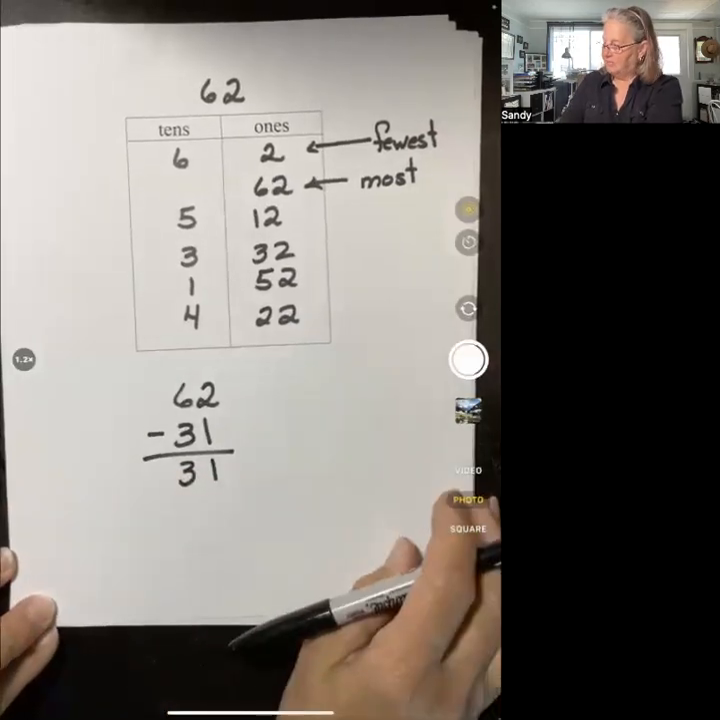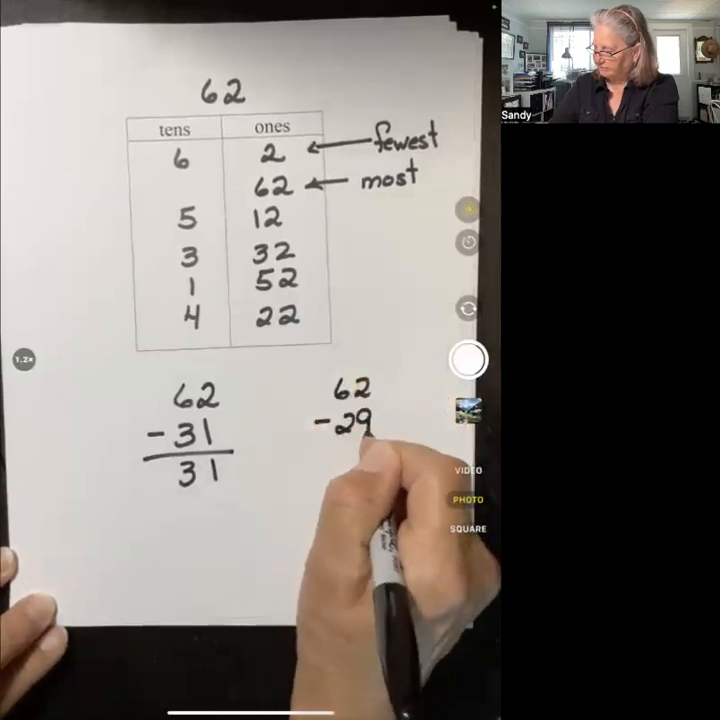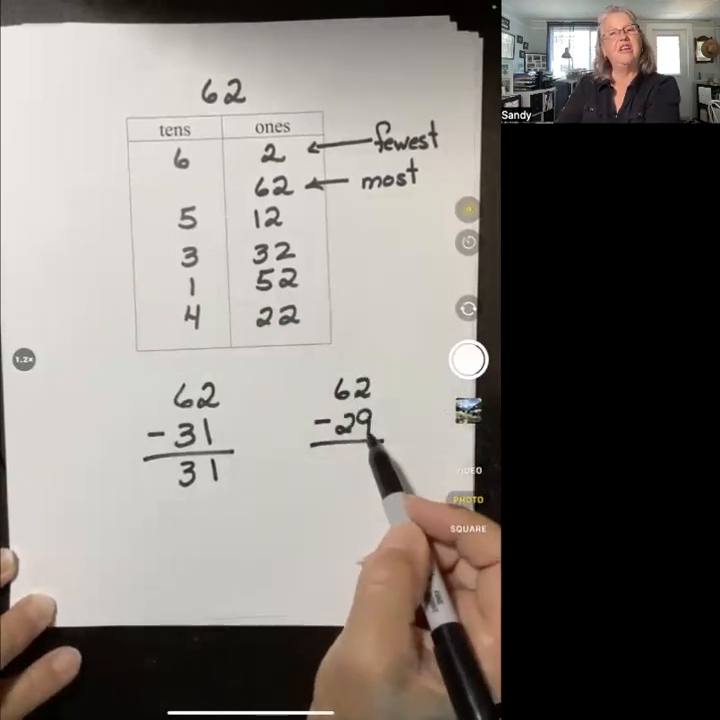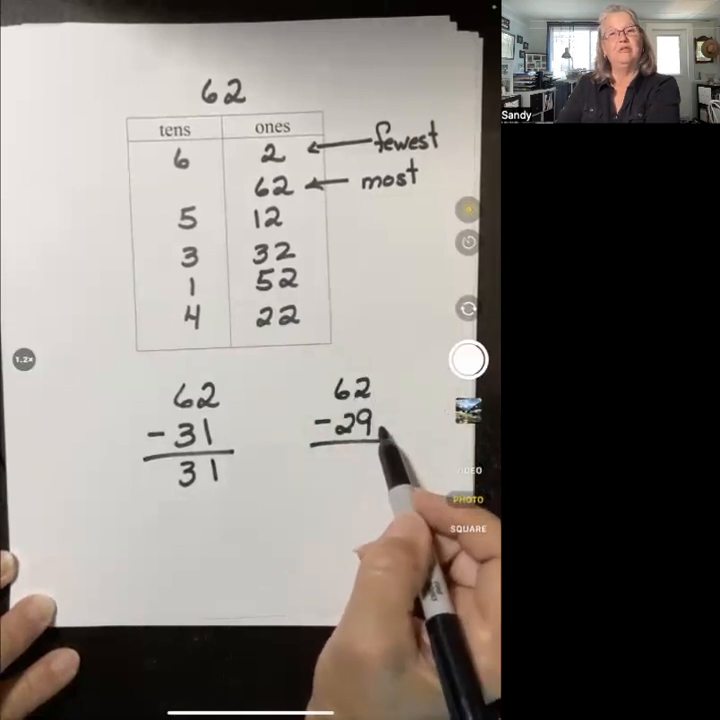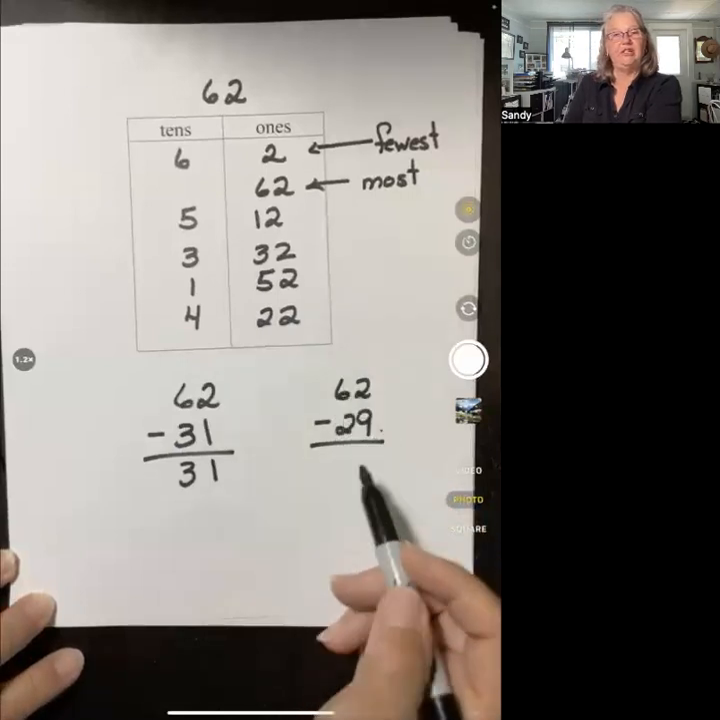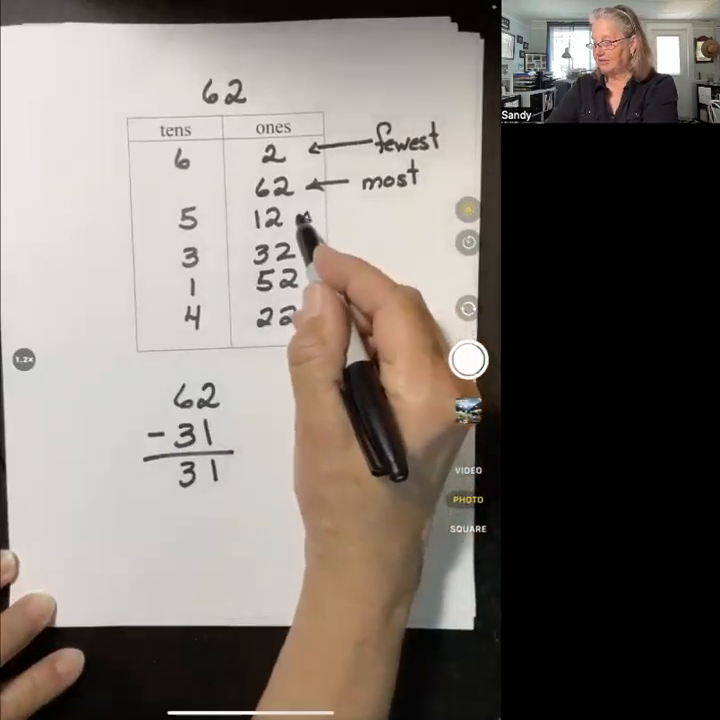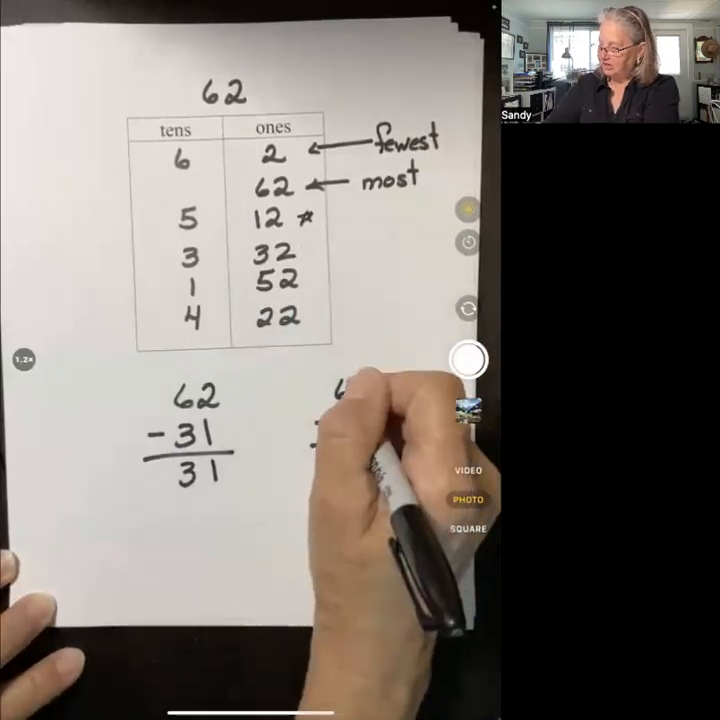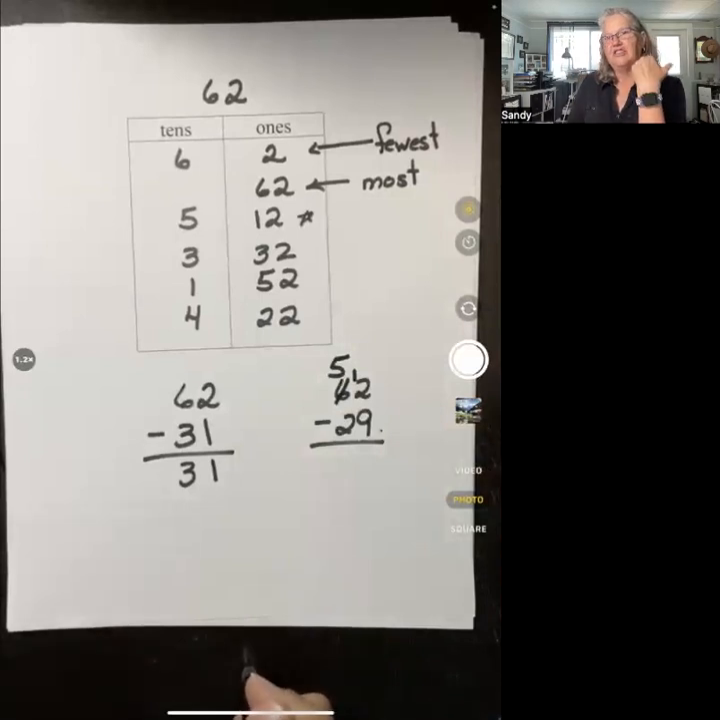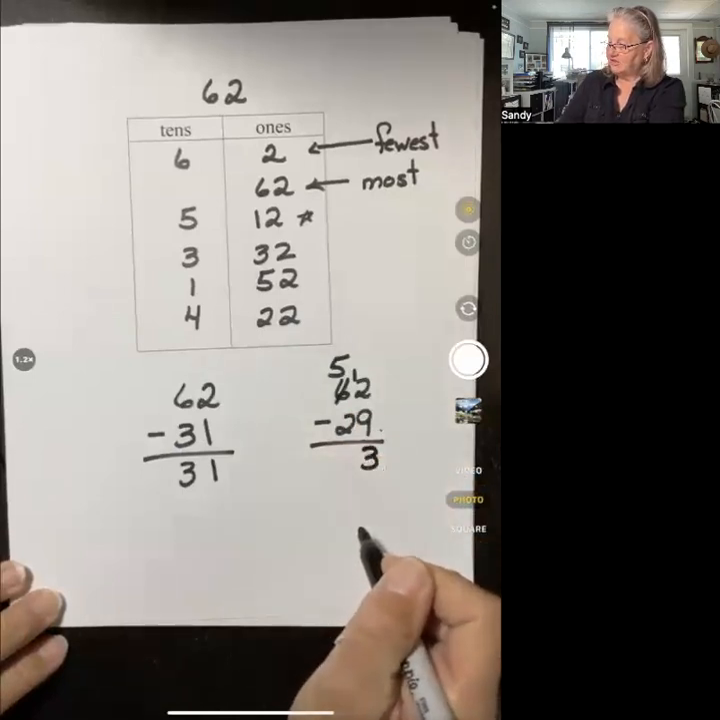There I am. But let's say I change this. See, in this case, I don't have enough ones to remove 9 ones. I can remove 2 of them, but I can't remove 9 of them using this standard algorithm. So I need to think of an equivalent way to make 62. Well, what's an equivalent way that's helpful? This one, right? I could make 62 with 5 tens and 12 ones. See, we want to get your child thinking in terms of equivalency, because once I have that, well, if I remove 9 of those ones, I'll have 3.